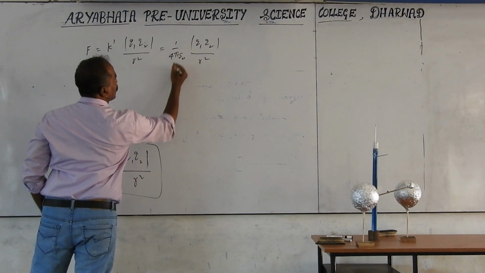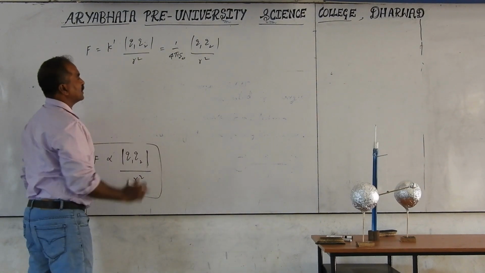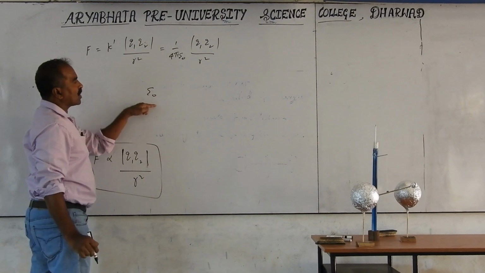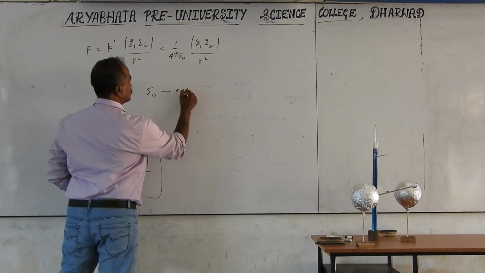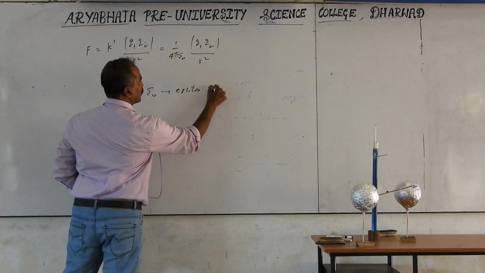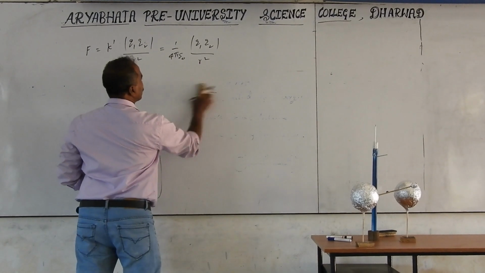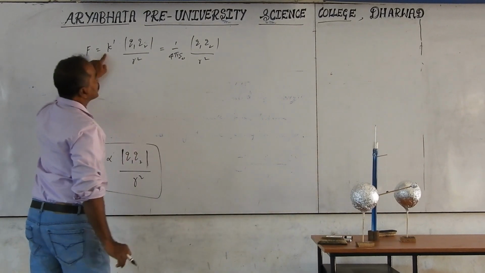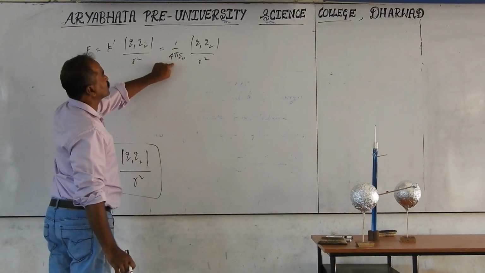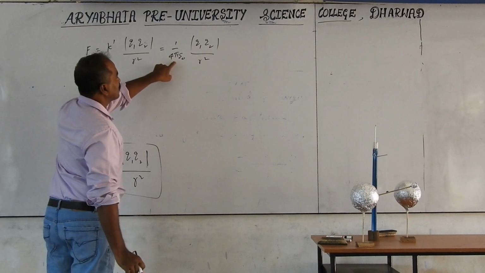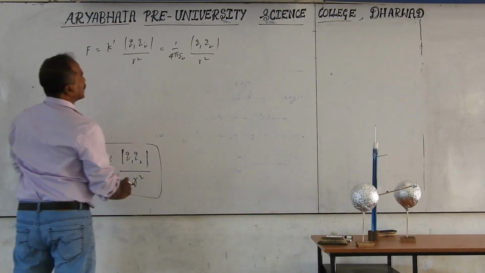Epsilon is a Greek symbol. Naught means 0. Naught means not present; 0 is mentioned in that. This K prime is a proportionality constant. Its experimental value is equal to 1 by 4 pi epsilon naught. This 1 by 4 pi epsilon naught is nothing but equal to 9 into 10 to the power of 9.